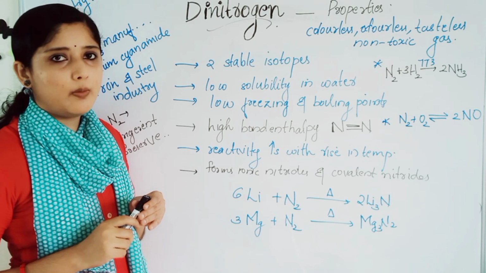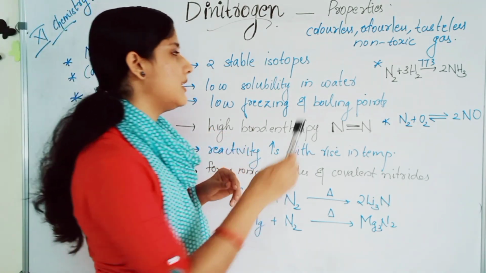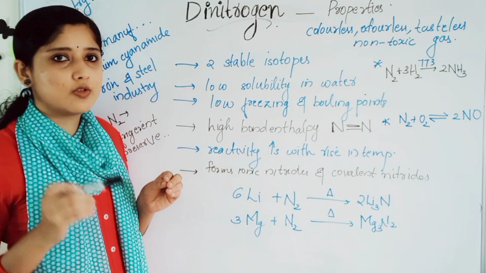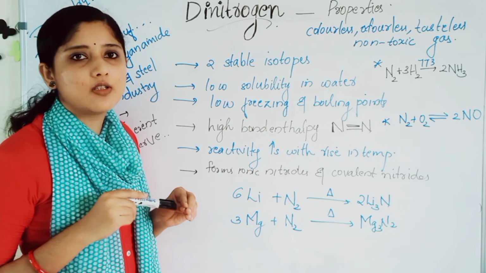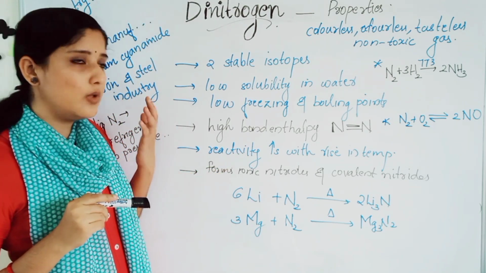The important properties and uses, let's study. The main properties, the physical properties: it is a colorless, odorless, tasteless and non-toxic gas. Dinitrogen is a non-toxic gas, remember that.